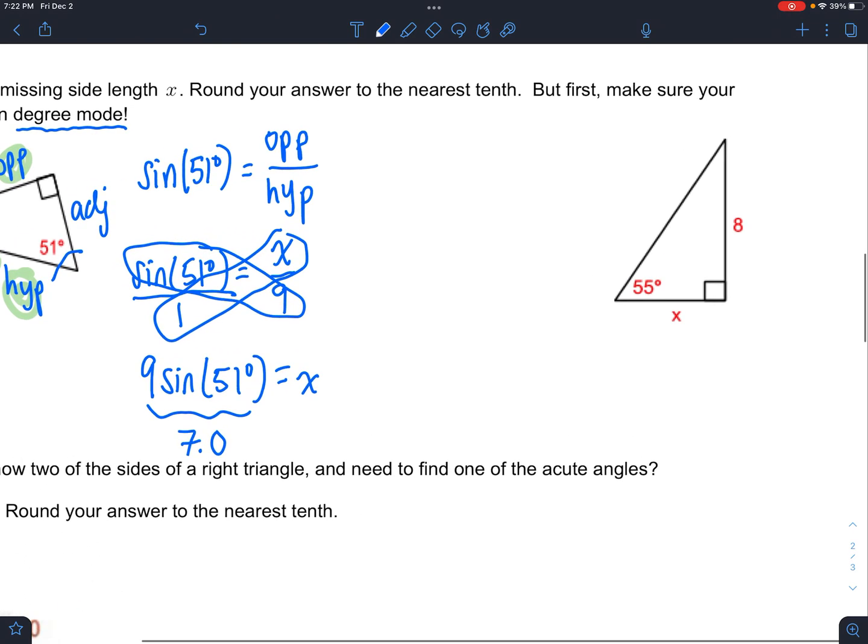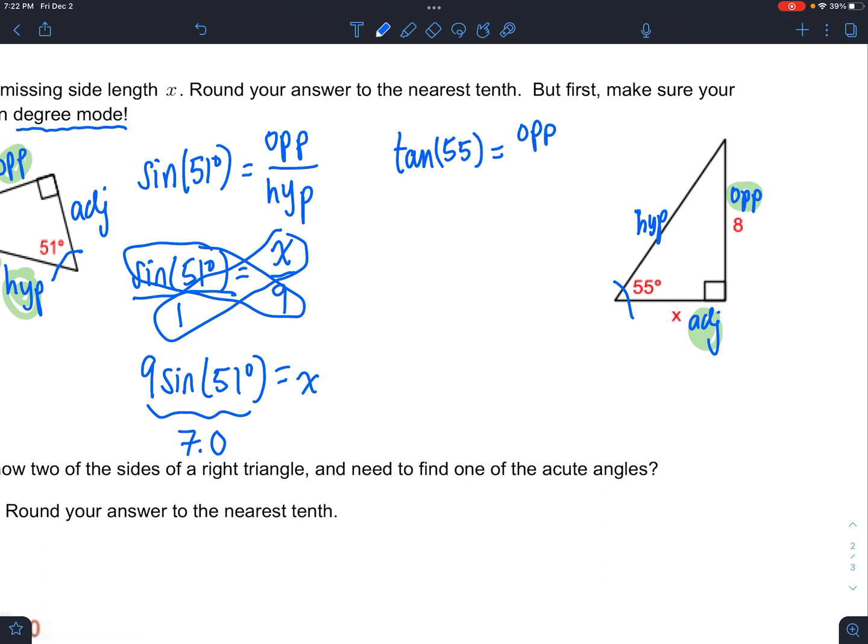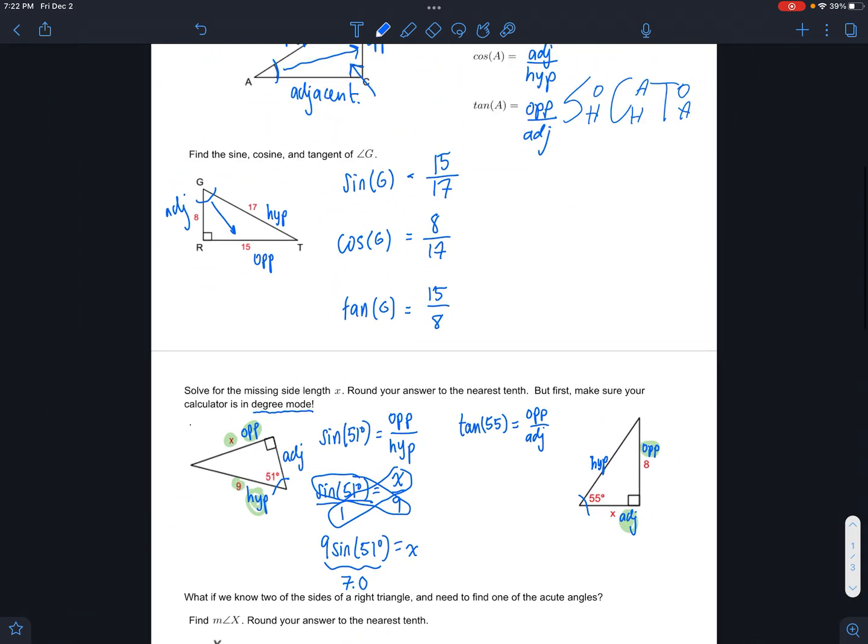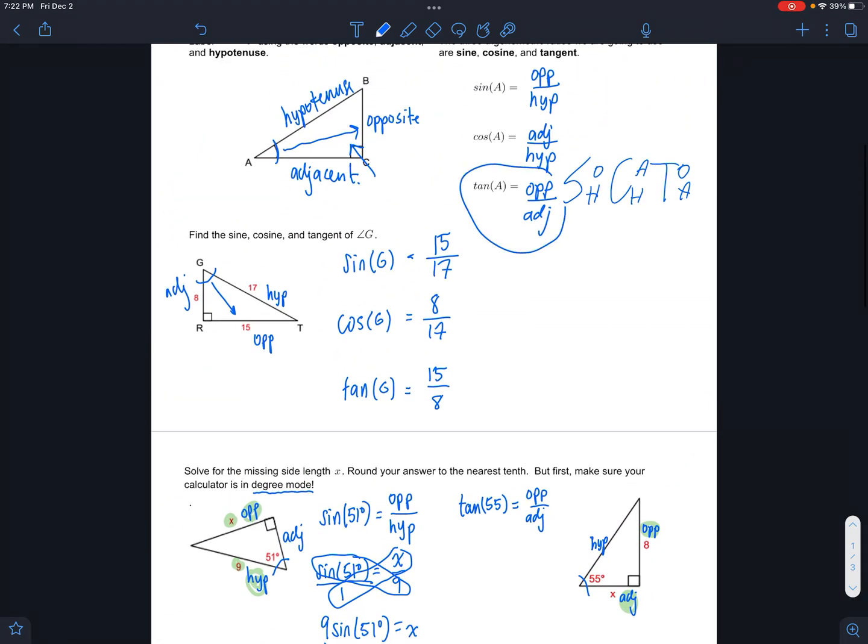Let's try setting that up one more time. So angles here, opposite is 8. Hypotenuse is the longest side, and this is adjacent. So now, if we want to set something up to solve, we got to use stuff we know. So we know the adjacent, we know the opposite. So we can set up tangent of 55 is opposite over adjacent. It's the only trig function that uses opposite and adjacent.